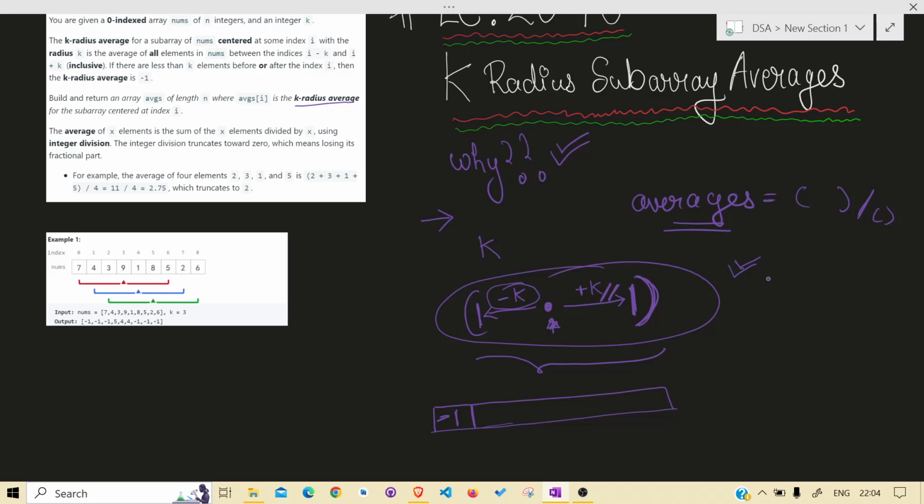I would again repeat it. You have to find averages. What is the condition for finding averages? The index where you can have plus k and minus k. If you are not able to satisfy this condition, store -1 at that index.